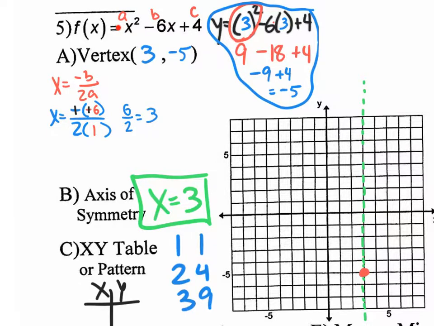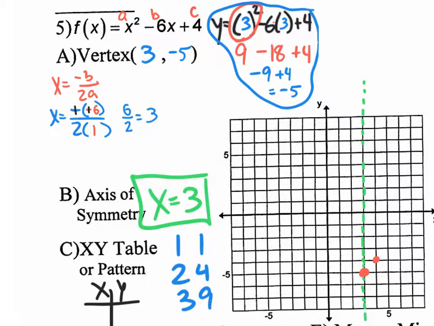Opens up because the a value is positive. So now I know that I'm going to go 1 over 1 up. So 1 over 1 up. If it were a negative a, I would go 1 over 1 down. But because it's a positive a, I'm going to go 1 over 1 up. So 1 over 1 up, put a dot right there.